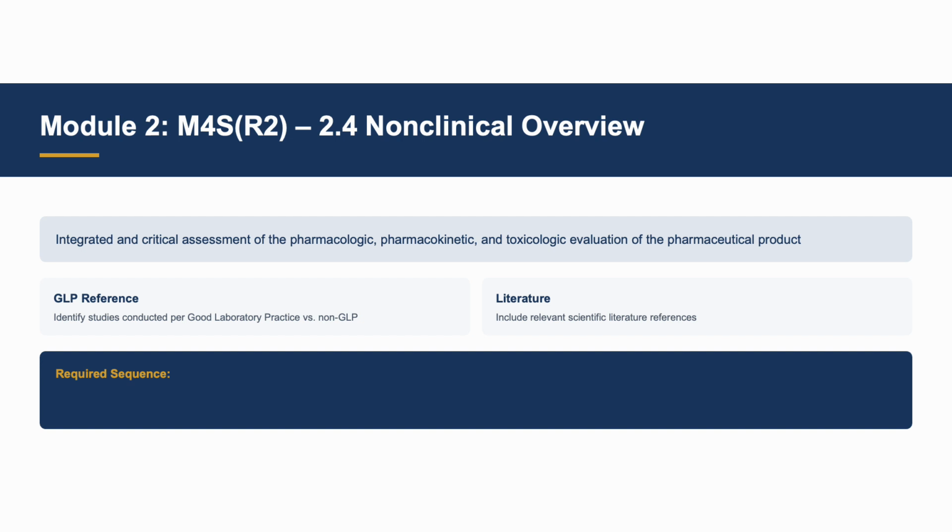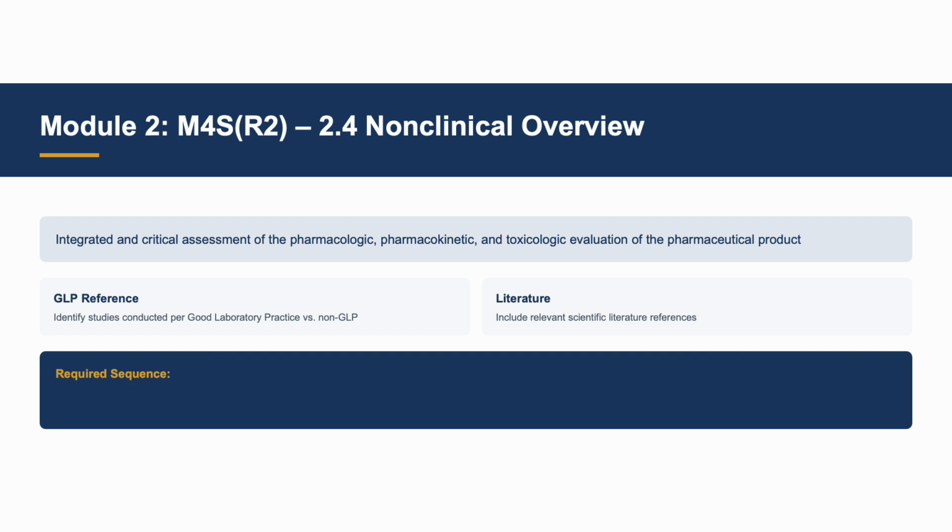The required sequence for the non-clinical overview begins with an overview of the non-clinical testing strategy. Why did you conduct the studies you conducted? What was your rationale for species selection, dose levels, and study designs? This strategic context helps reviewers understand your development approach. Following the testing strategy, the overview should address pharmacology, covering both primary pharmacodynamic effects and secondary pharmacology findings.